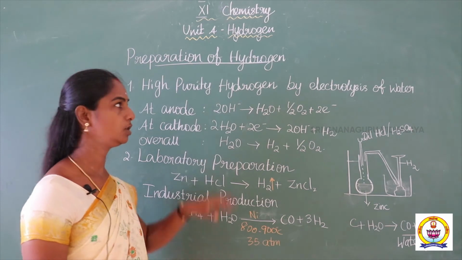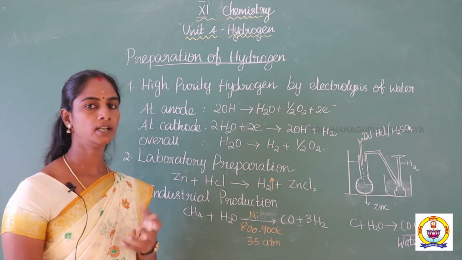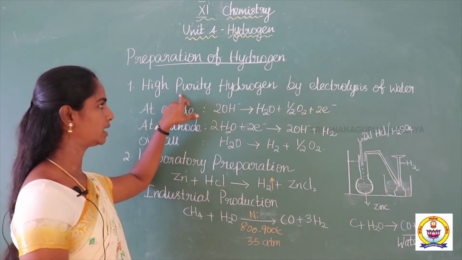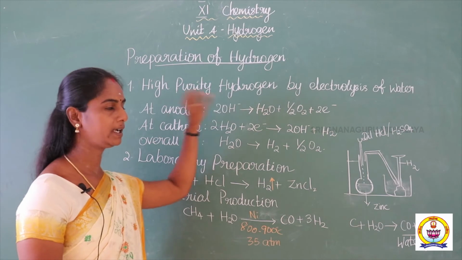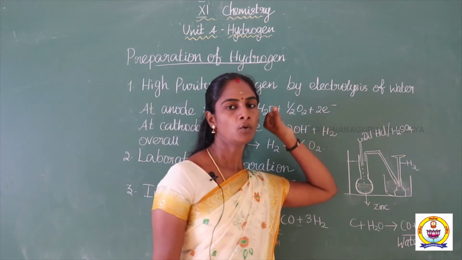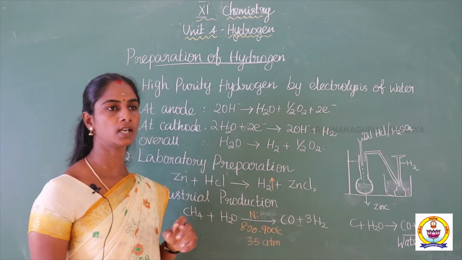Okay, next we continue with the preparation of hydrogen. How is hydrogen prepared? High purity hydrogen is obtained by electrolysis of water. By electrolysis of water, we get high purity hydrogen.